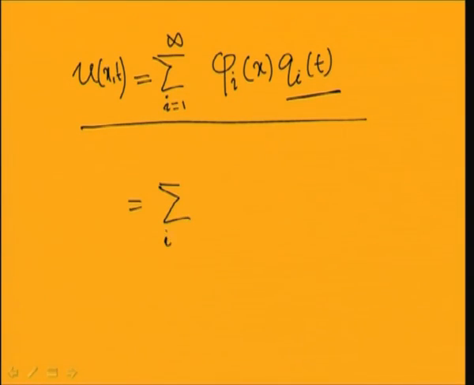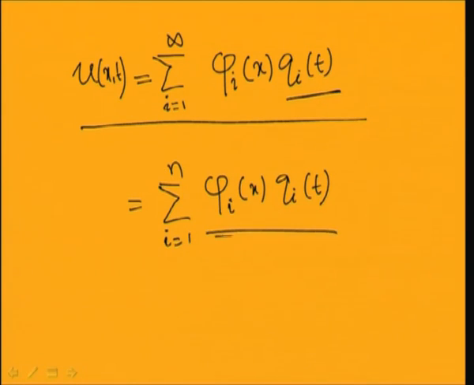So, this equation we can write in this form: summation i equal to 1 to n, psi i x and q i t. Depending on the frequency of excitation, we can truncate this system, and we can write this expression u x t, that is the resulting free vibration of the system, as psi i x into q i t.